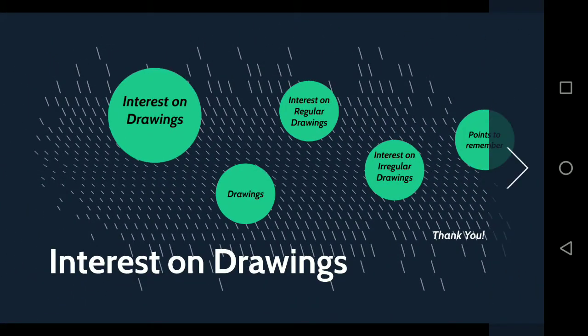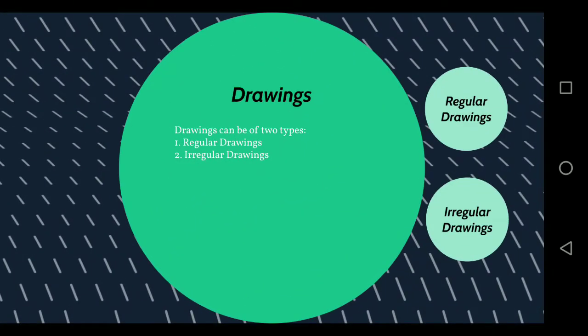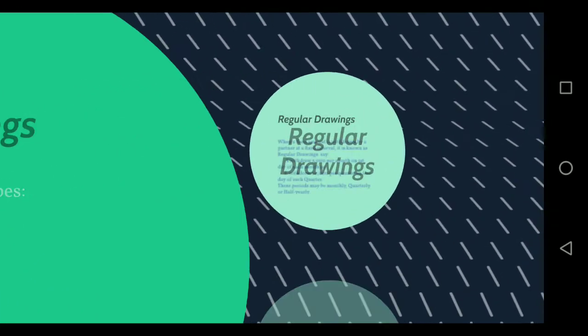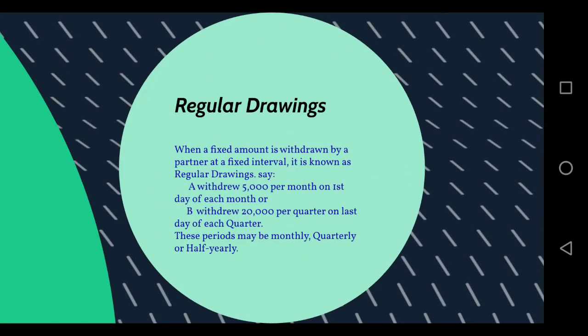Interest on drawings depends on the nature of drawings. And drawings can be of two types. First is regular drawings and second is irregular drawings. What is regular drawings? Regular drawing is when a fixed amount is withdrawn by a partner at a fixed interval. It is known as regular drawings. Suppose A withdrew rupees 5,000 per month on the first day of each month. It's an example of regular drawings.